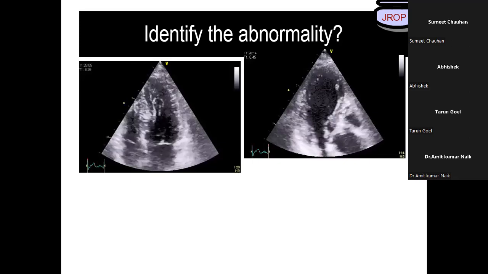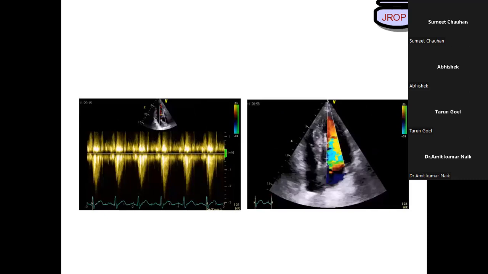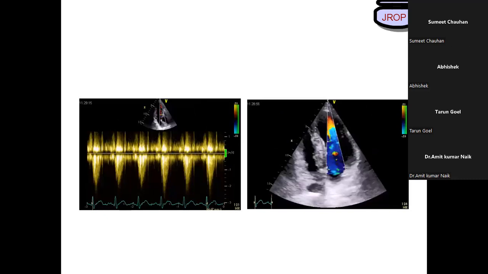All right. Let's move to Tarun. Tarun, you have a chance to upgrade yourself now. What is the abnormality, Tarun? Looks like mitral regurgitation, sir. Look carefully, Tarun. Don't disappoint me.